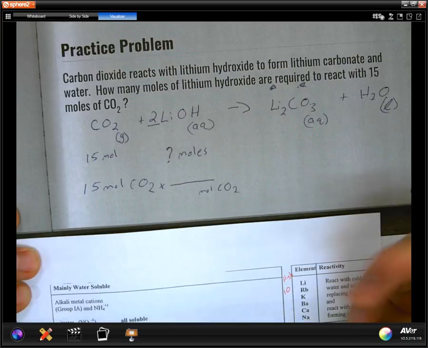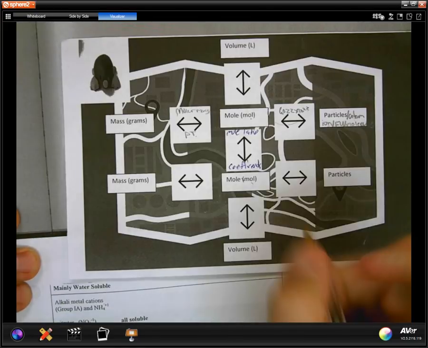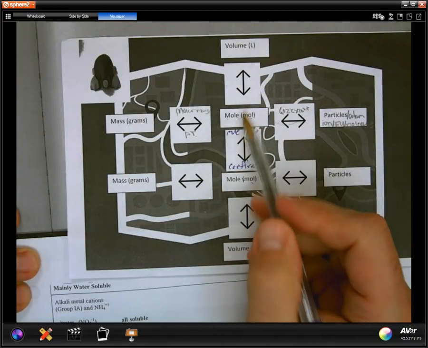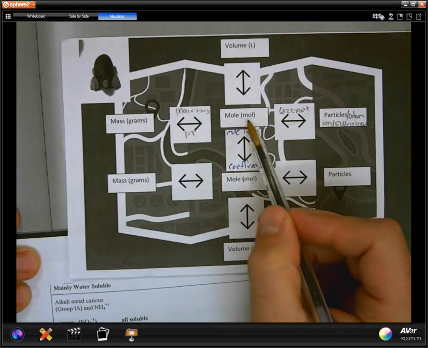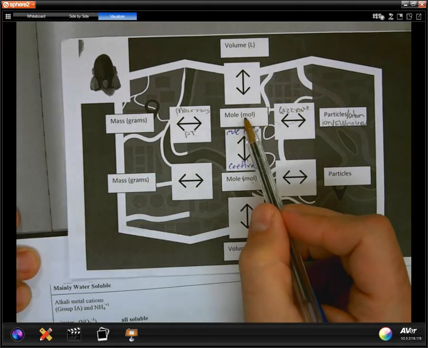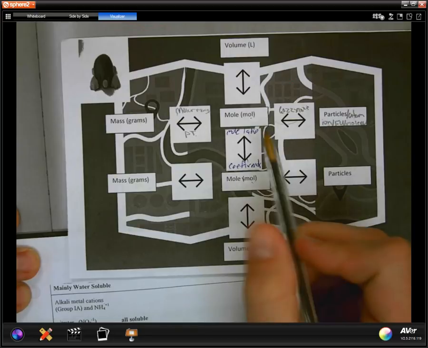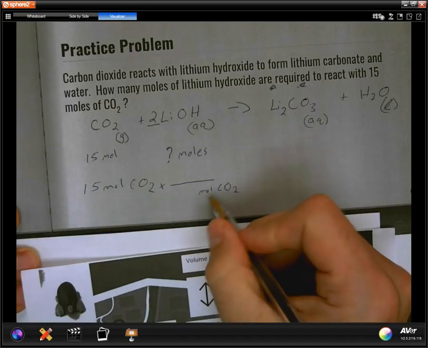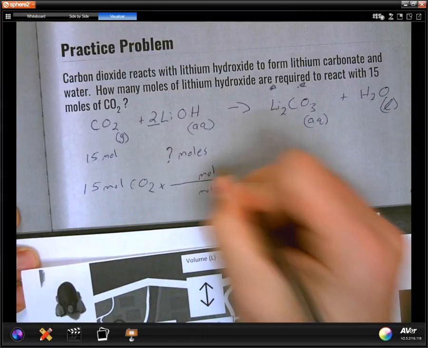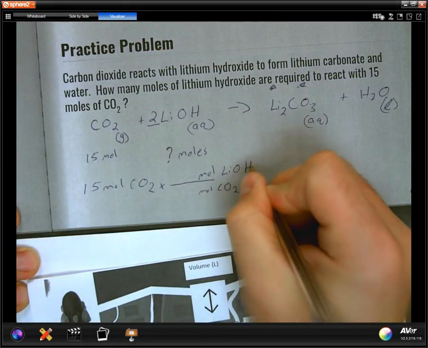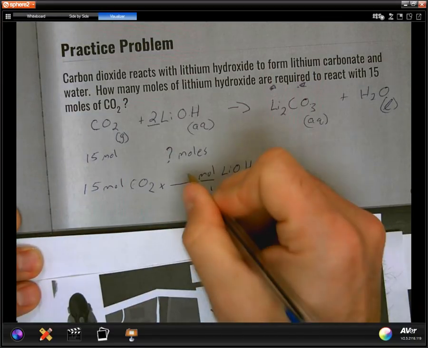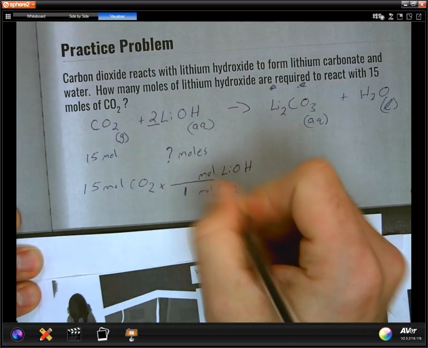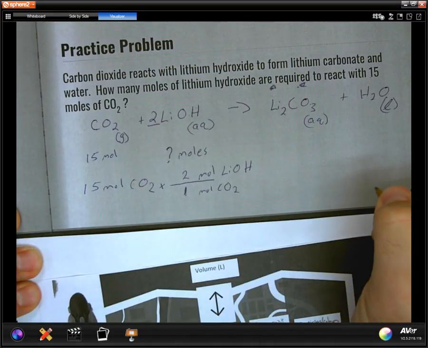And then we're going to do step 3, get a conversion factor. So if I'm in moles of one chemical, I can convert to liters or grams or particles of that chemical. Or now I can convert from moles of that chemical to moles of another chemical using what's called the mole ratio, which are simply the coefficients. So I can go from mole of CO2 to mole of lithium hydroxide. And now I have to find that ratio. According to my coefficients, 1 mole of carbon dioxide reacts with 2 moles of lithium hydroxide.